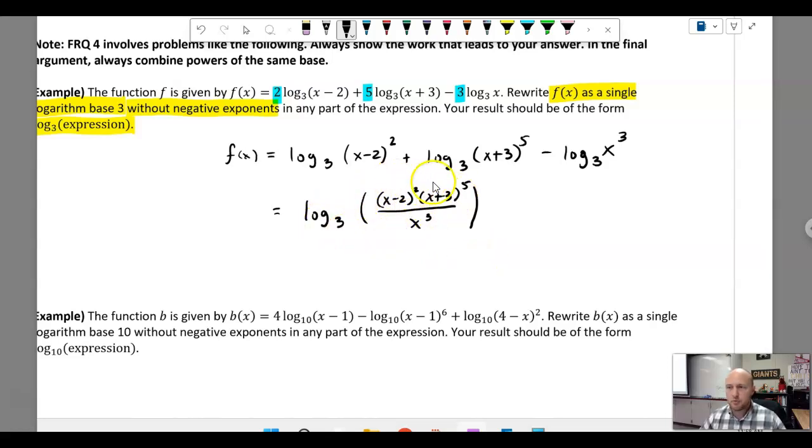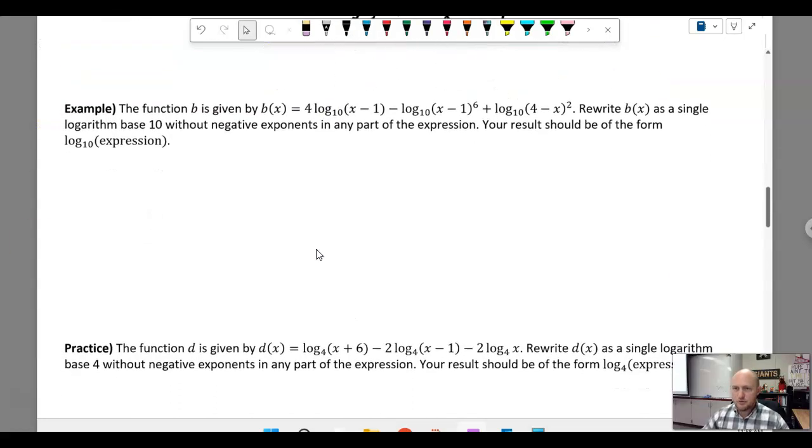Do you need to go ahead and multiply all this out? Nope. I do not have to go ahead and do that. Okay? So hopefully that kind of felt comfortable compared to what we did yesterday. All right, example 2. Same idea here.